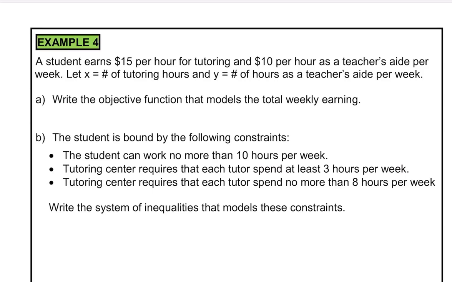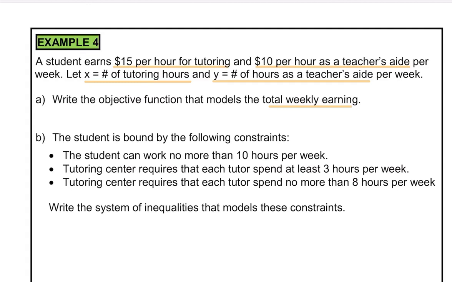A student earns $15 per hour for tutoring and $10 per hour as a teaching assistant or teacher's aide as a TA. So X is the number of tutoring hours and Y is the number of hours as a TA. The question is, part A is write down the objective function. So very simple for the total weekly earning, right? So how much is he going to make?